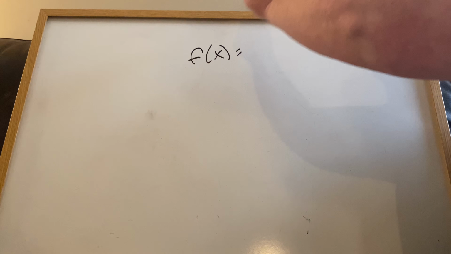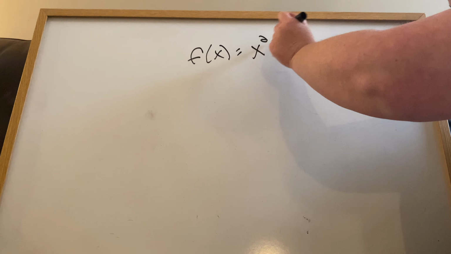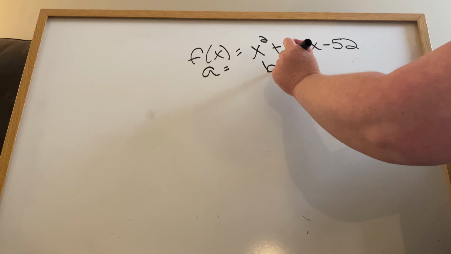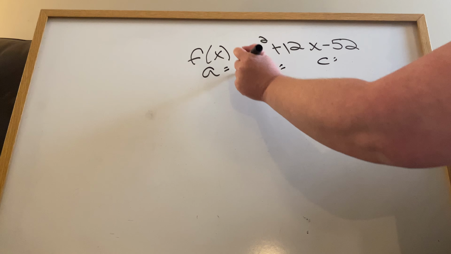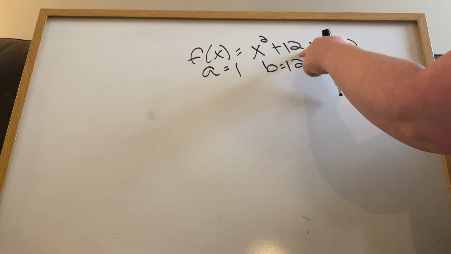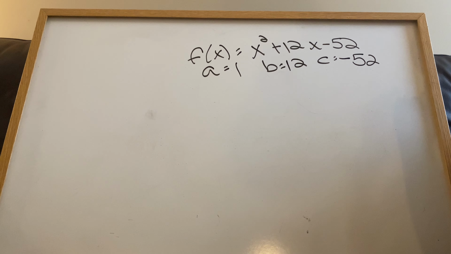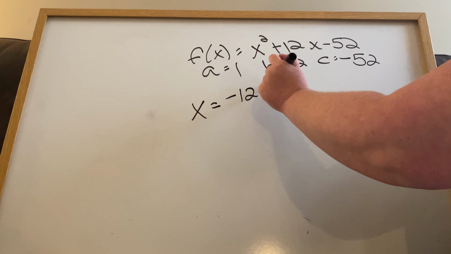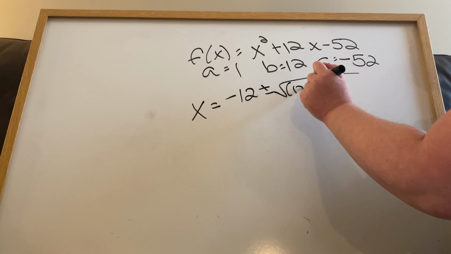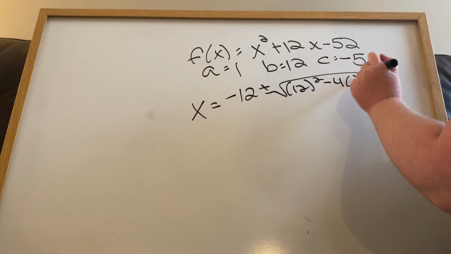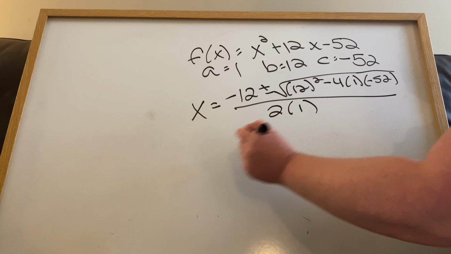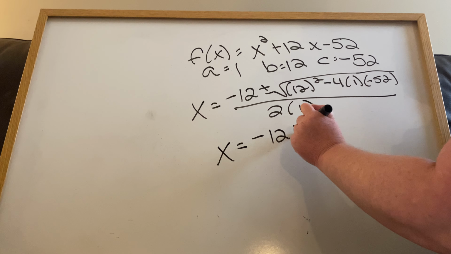All right, number 6. So same thing, we're going to identify A, B, C. So A is going to be 1. B is going to be 12 because that's your number in front of X, and C is negative 52. And then we will throw it through the formula. So you've got negative B plus or minus square root of B squared minus 4 times 1 times negative 52, over 2 times 1. So then you got negative 12 plus or minus.